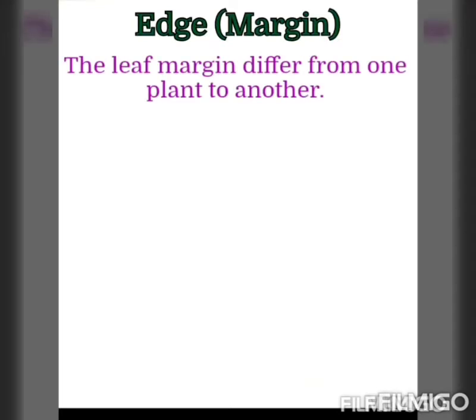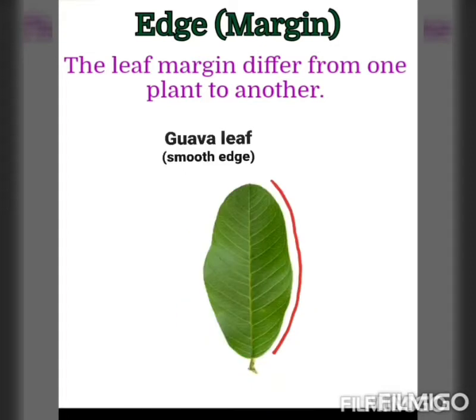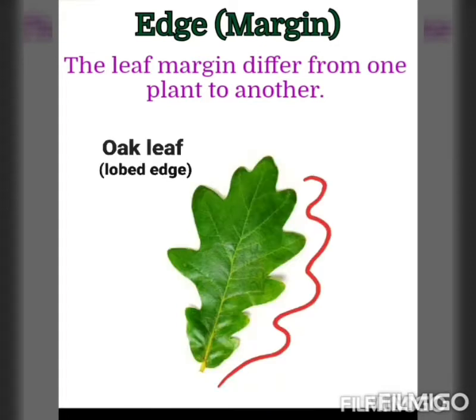Edge or margin. The leaf margin differs from one plant to another. For example, rose leaf has tooth edge. Guava leaf has smooth edge. And oak leaf has lobed edge.